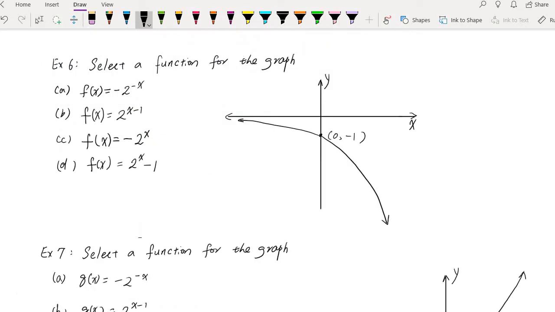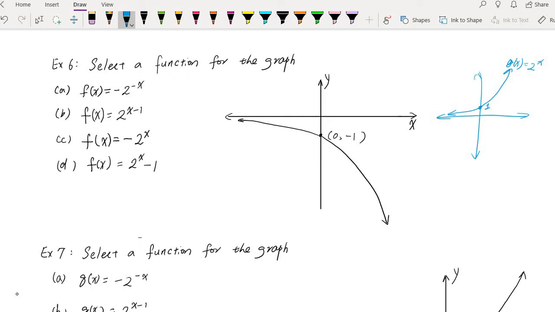Example 6, select a function for the graph. Here, given the graph, I want you to guess which one is your function. You have to use your knowledge. We have to think what the basic graph looks like. I know the original graph. Let's say this is my g of x. The basic graph is 2 to the x power, and the path is 1, 0, 1, right there.